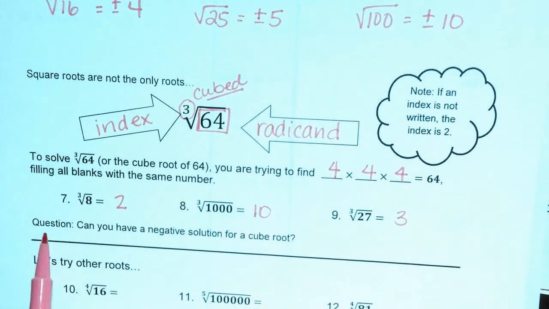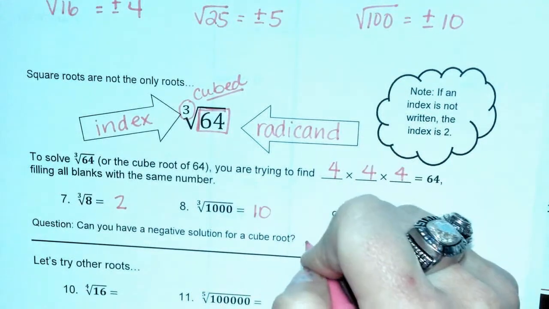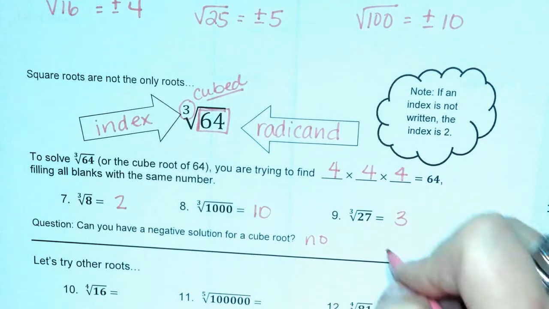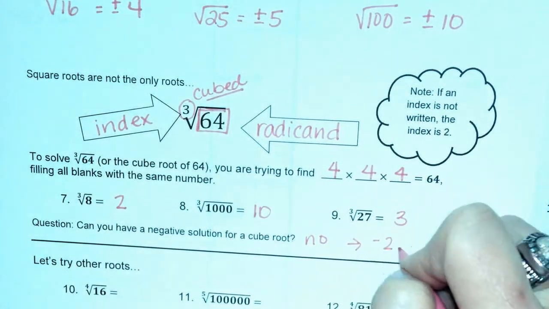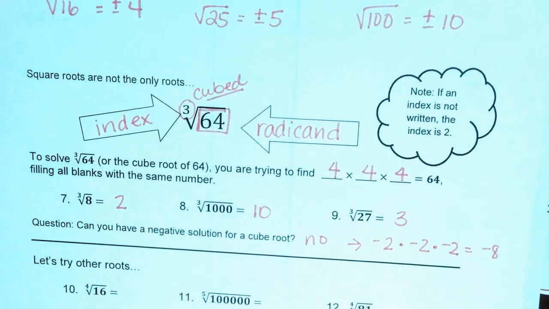Good. So, look at this question. Can you have a negative solution for a cubed root? No. Because you're multiplying the same number 3 times. So if you have a negative 2 times negative 2 times negative 2, that's going to give you a negative 8.